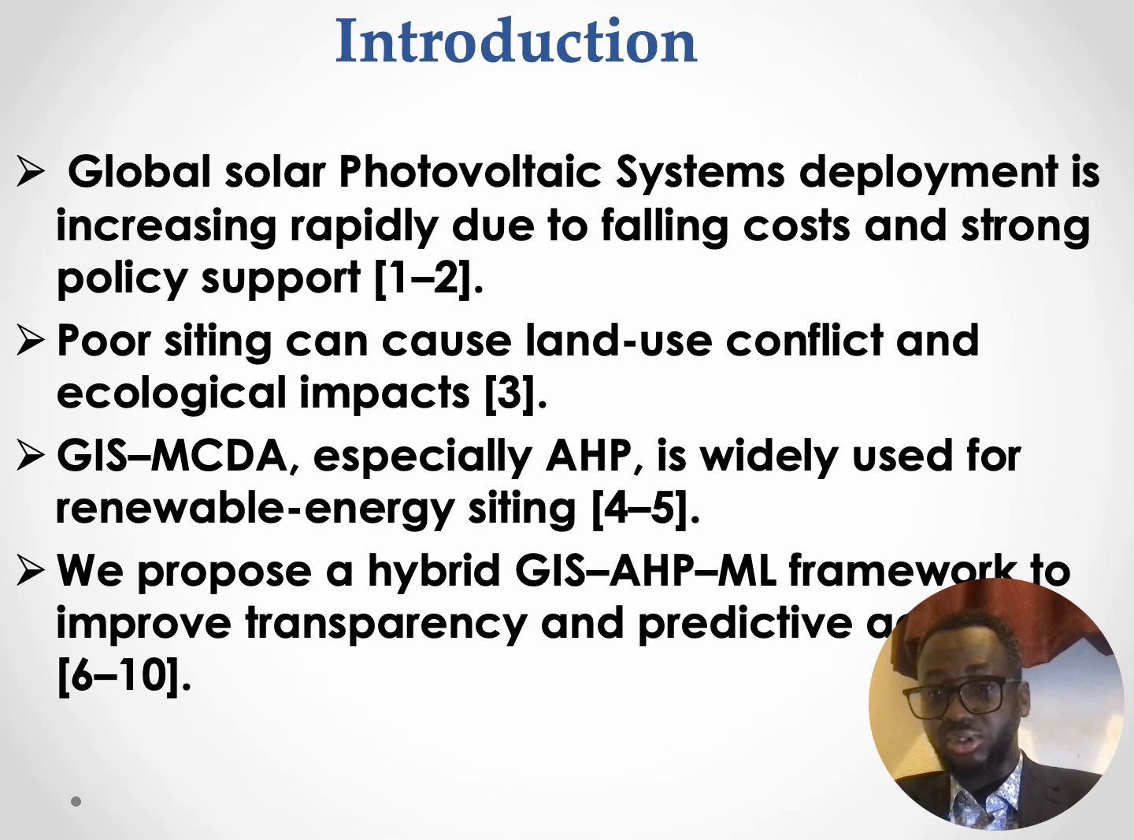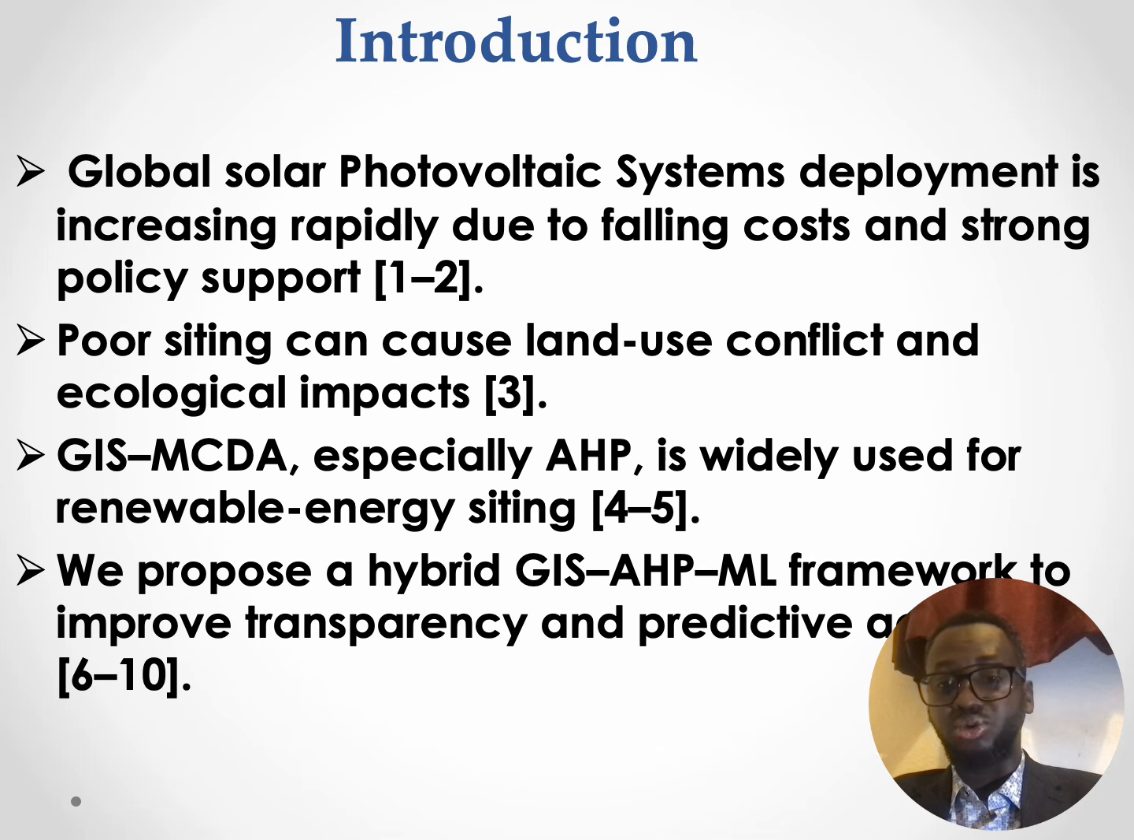But even though solar energy is a great option, choosing the wrong location for a solar farm can create problems. It can cause conflict with how land is used. It can harm the environment, and the solar system may not perform well if it is placed in an unsuitable area. In the past, people used simple methods like drawing site maps by hand to decide where to put solar panels. This method relied too much on personal judgment and is not transparent or reliable.